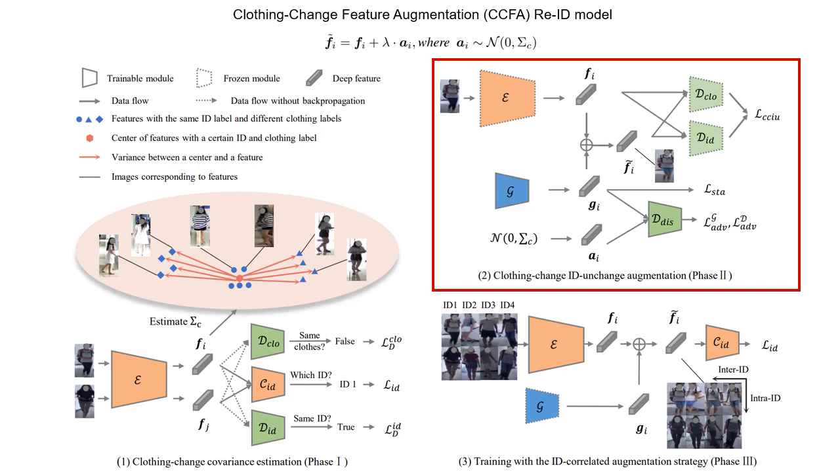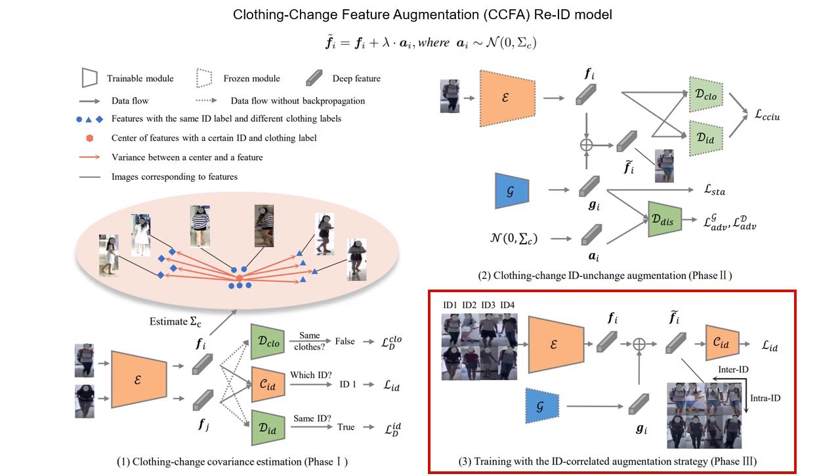So in phase 2, we formulate an augmentation generator to simulate the clothing change ID unchanged augmentation by adversarial learning. In phase 3, we train the ReID model with the augmentation generator and propose an ID correlated augmentation strategy. Specifically, we perform different augmentation on the samples of the same person, which are vertically aligned examples, and the same augmentation on the samples of different persons, which are horizontally aligned examples in a mini-batch.